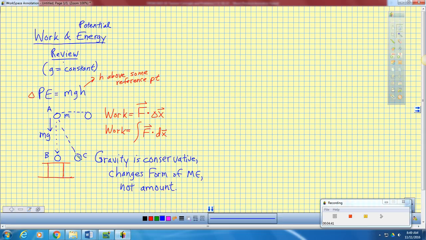in which path did gravity do more work? A to B or A to C? Don't say that out loud. I guess you can say it out loud to yourself if you're watching at home, but where does it do more work? Answer that question, then we'll talk about it.